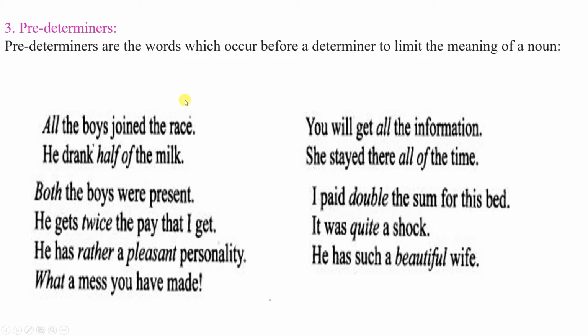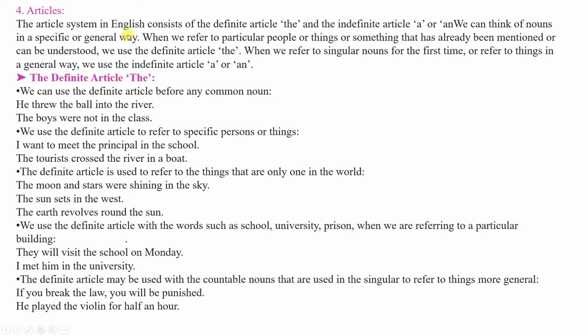Now here the use of predeterminers is given. Here you can see all the italicized words, what is written in italic font, are examples of the predeterminer. For example, all the boys. Now all is the predeterminer. He drank half of the milk. Half of is the predeterminer. Like that, in these examples you will see that the determiners which are used before the determiner are called predeterminers. Let us see the next type.